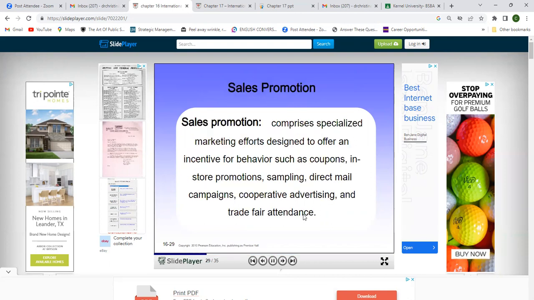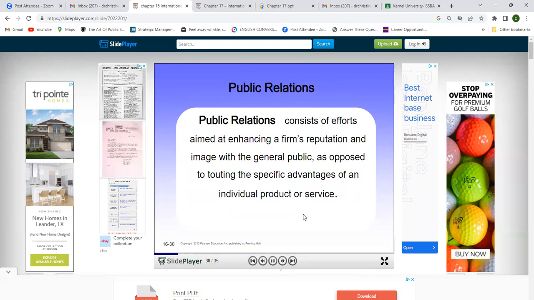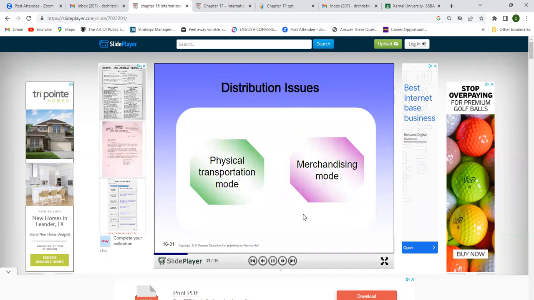Sales promotion comprises specialized marketing efforts designed to offer incentives to change behaviors, such as coupons, in-store promotions, sampling, direct mail campaigns, cooperative advertising, and trade shows. Public relations consists of efforts aimed at enhancing a firm's reputation and image in the general public, as opposed to touting specific advantages of an individual product or service.